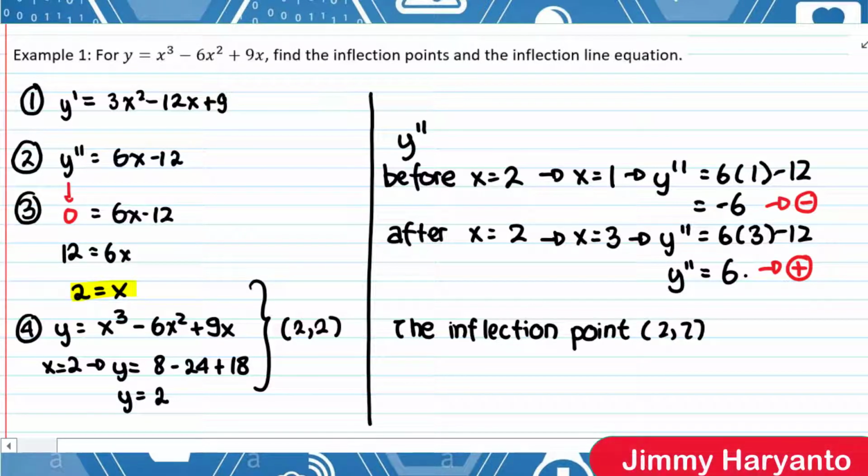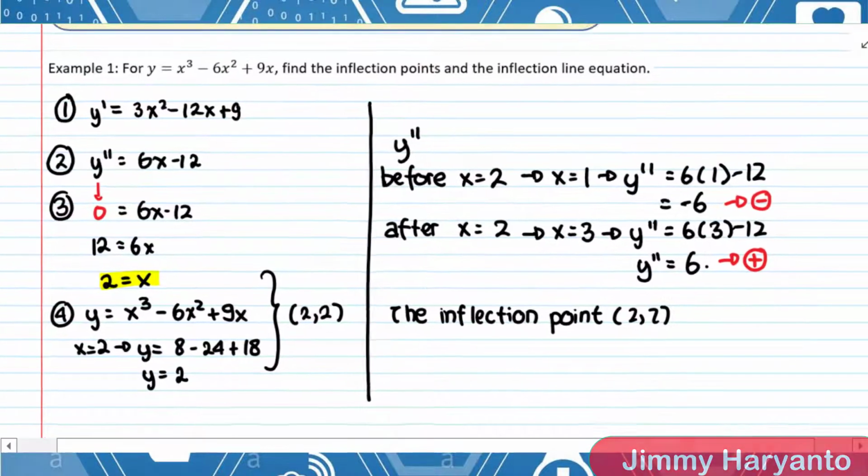And what happens when the sign is not changed? When the sign is not changed, that means the point is not an inflection point, yeah. But maybe the point will be a maximum point or minimum point. We don't know yet, so we have to test it using the sketch, yeah. You have to sketch the increasing and decreasing function, and then you will know whether the point is a maximum or minimum. Okay, so that is how you find the inflection point and make sure that the point is an inflection point.